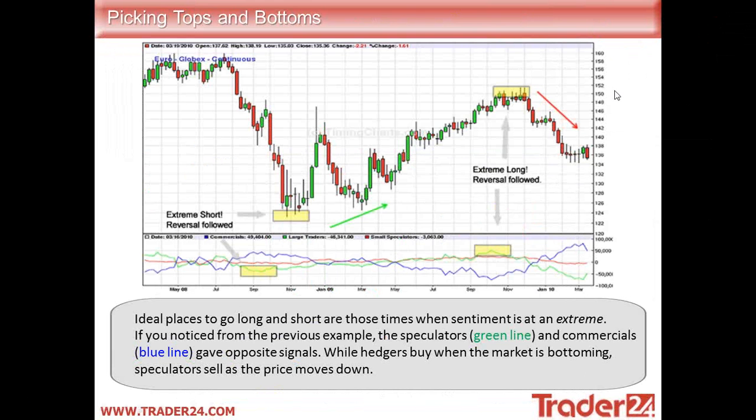So let's have a look at picking tops and bottoms. These are ideal places to go long and short, where the sentiment is at a real extreme. If you notice from the previous example, the speculators, which is our green line down here, and the commercials, which is our blue line, gave opposite signals. So they converse to each other. While hedgers buy when the market is bottoming out, speculators sell as the price moves down. Let's just say that again. Hedgers buy when the market's bottoming out because they're obviously looking for it to increase. Speculators will speculate the price will decrease over a portion of time, and that's when they're looking to trade.